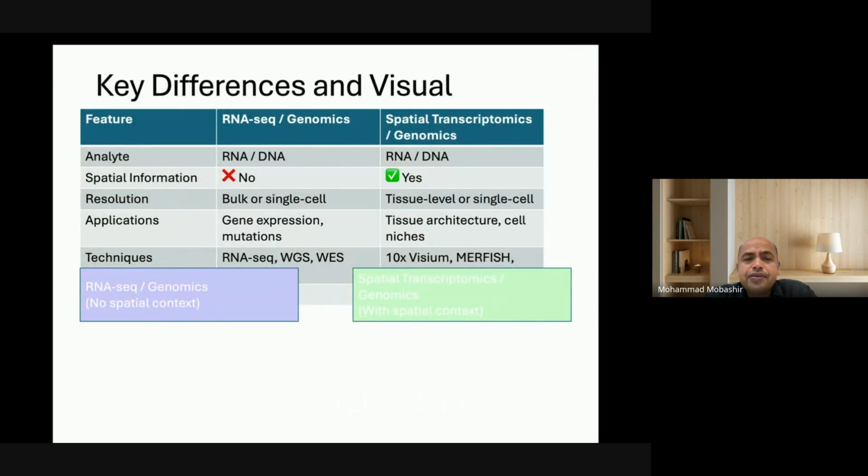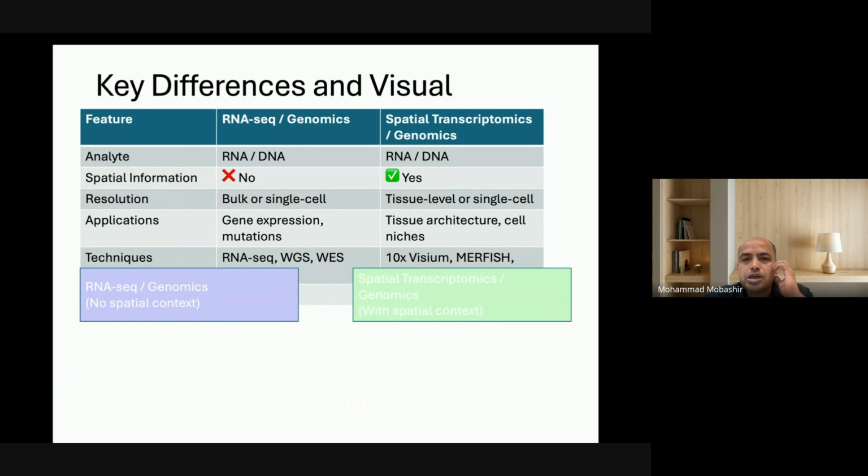Now, the key differences could be summarized. For example, in normal genomics or RNA-seq: RNA or DNA; spatial information not available; resolution, bulk or single cell; applications mainly for gene expression and mutations; techniques, RNA-seq, WGS, WES, ChIP-seq, and more.